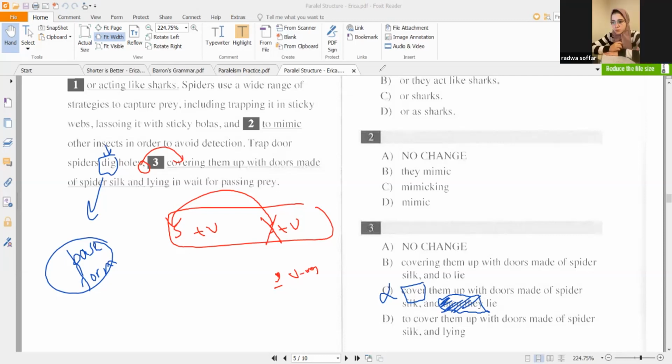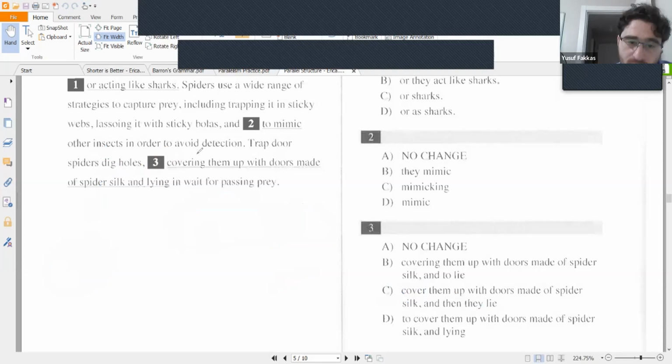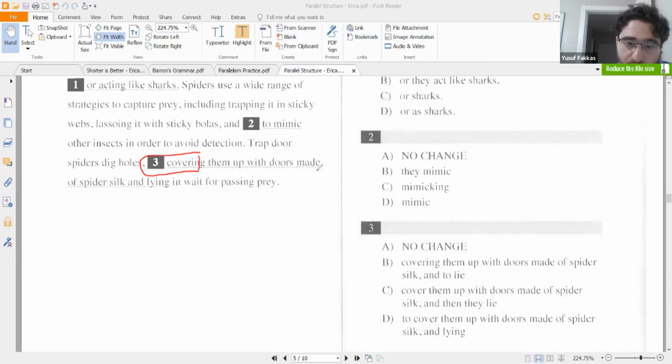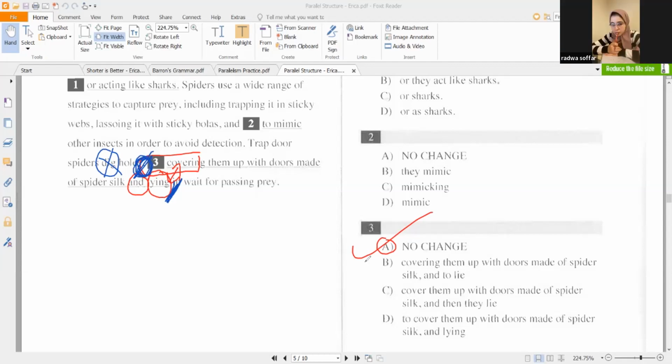Okay? So, trapdoor spiders dig holes, covering them up with doors made of spider silk and lying. So actually the list here has only two verbs, which are covering and lying. So the answer would be no change. Again, but why didn't we start with dig? We didn't say digging. Remember, the list starts here, and that's outside the list, because here we started with a comma, right? So the answer is A.